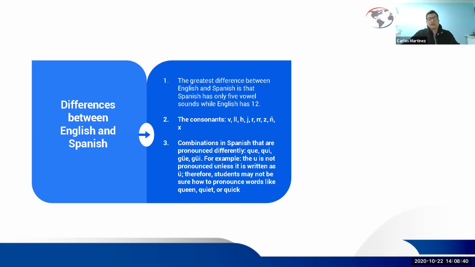In Spanish we have A, E, I, O, U. In English every vowel has 2 sounds, the long and the short sound. For example, we have the U sound, right? Like good, good, right?